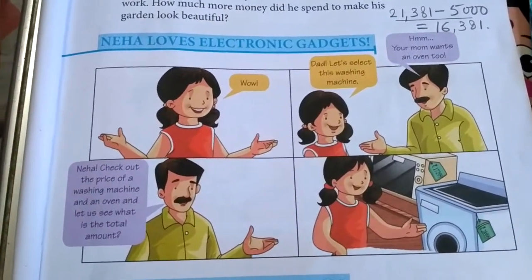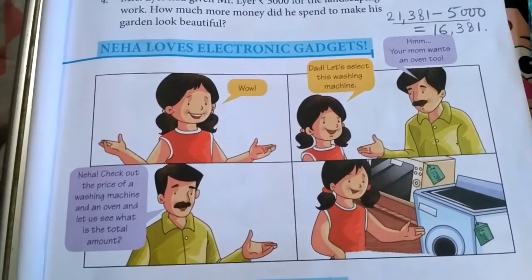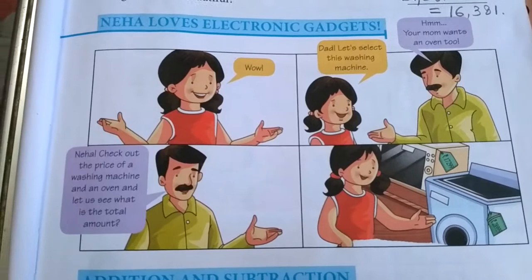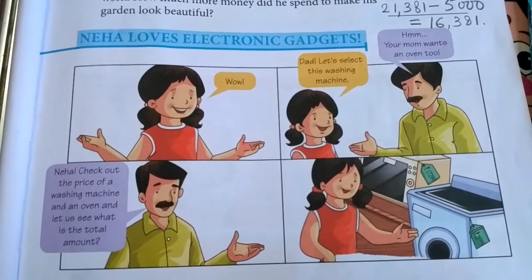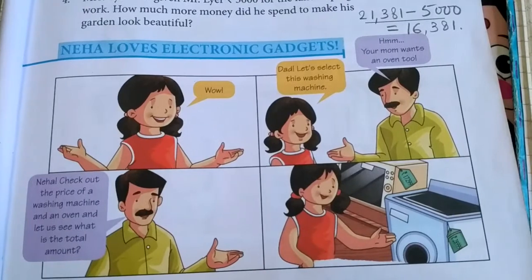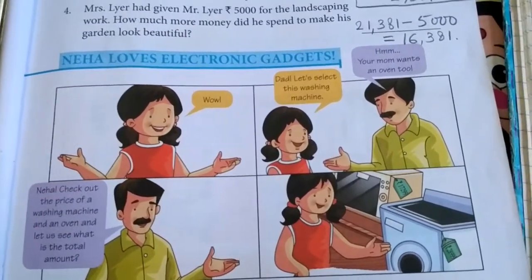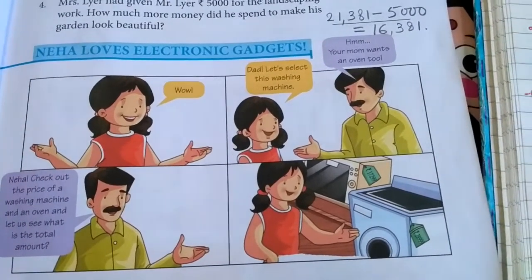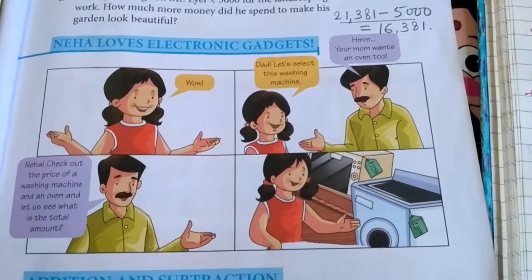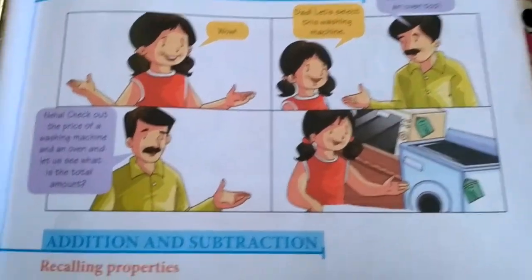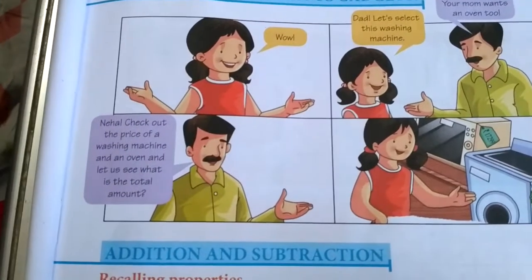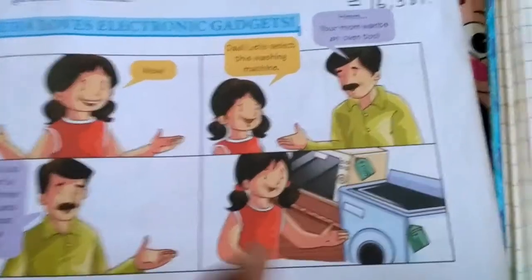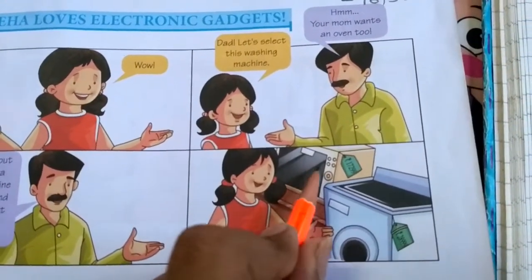Yes, the picture is depicting Neha and her dad, and Neha loves electronic gadgets. So she is saying, "Wow, Dad, let's select this washing machine. Your mom wants an oven too." Her daddy is saying that Neha wants to select a washing machine, and her daddy told her that their mom even wants an oven also. Now, Neha, check out the price of a washing machine and an oven, and let us see what is the total amount.